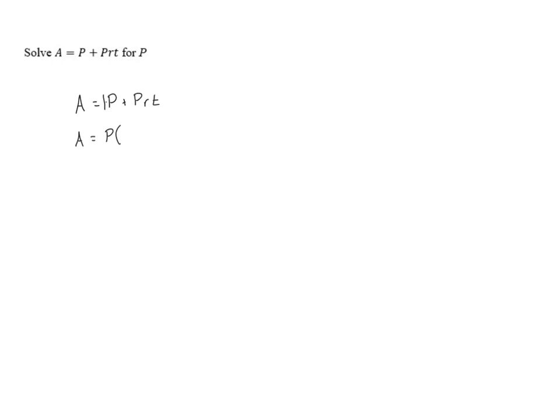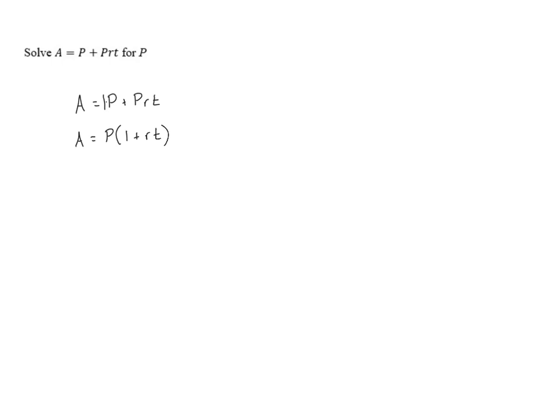In the first term, if we pull out the P, that leaves us with a leftover of 1. So we're going to have 1 there. And then plus, in the second term, if we pull out the P, we're left with RT. So the leftovers are going to be RT.